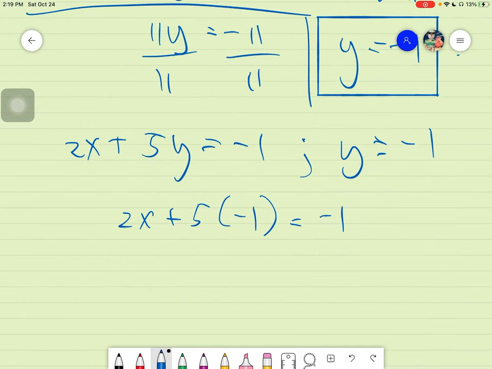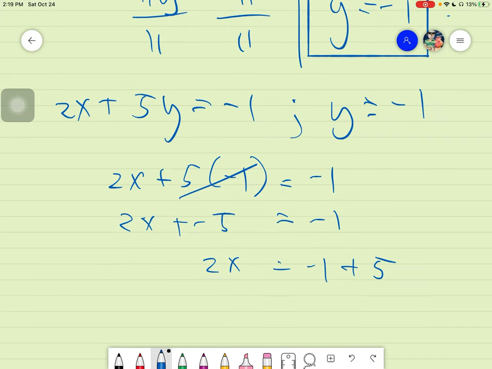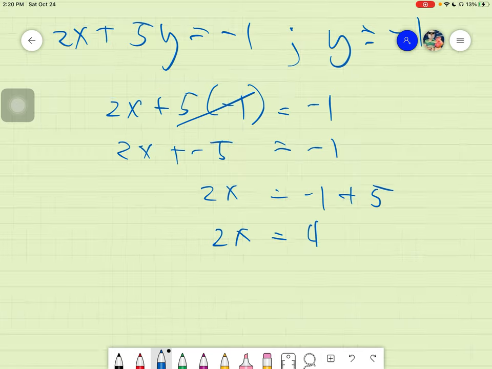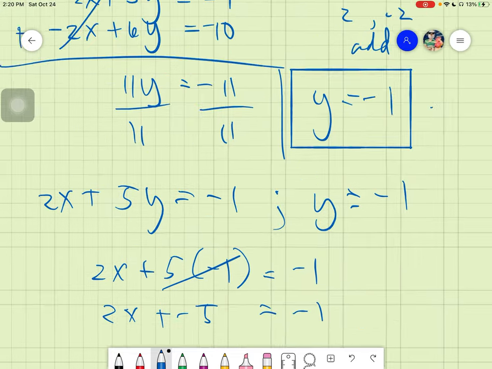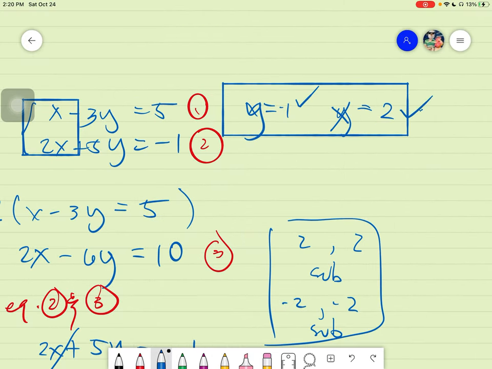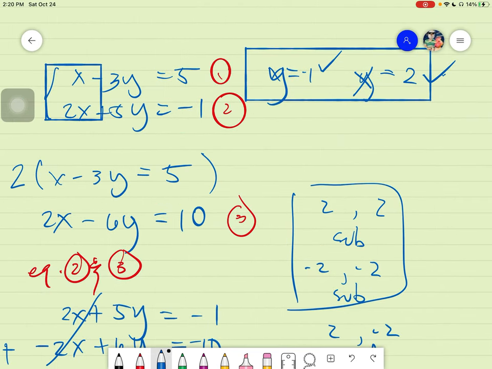Then solve for x. This is negative 5. 2x is not moved. It equals negative 1. 2x equals negative 1 plus 5, change the sign. 2x equals 4. Divide both sides by 2, giving you an answer of 2. Going back, is it 2? Yes, definitely. So we don't need to check anymore, since if it's correct in substitution and the answer in elimination is the same, which is negative 1 and 2, therefore our answer is correct. No need to check. And that is the process of elimination.